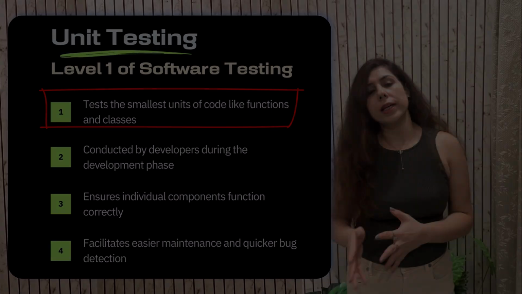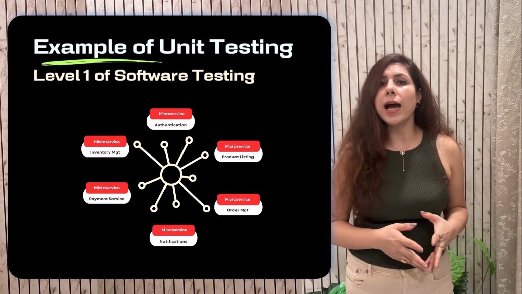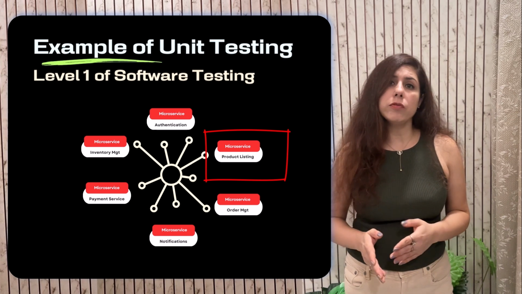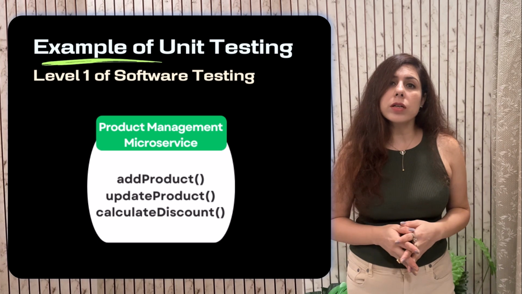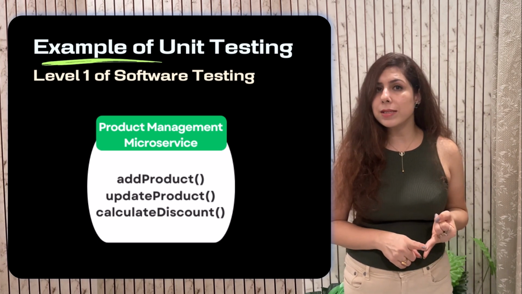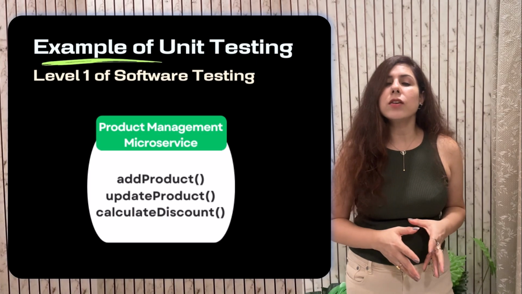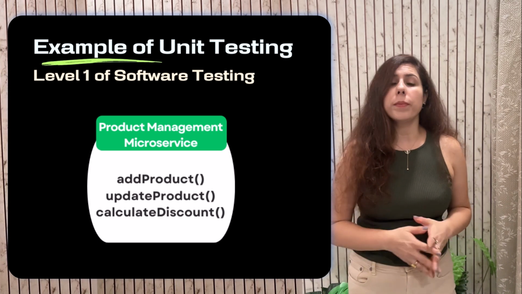Suppose we have an e-commerce website and it has a product management microservice responsible for managing product listings. Within this microservice, we have functions like adding a product, updating its details, and calculating discounts. Unit testing focuses on these individual functions or methods.